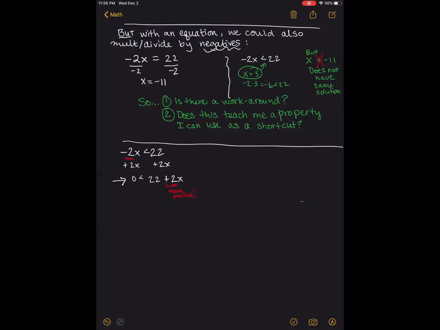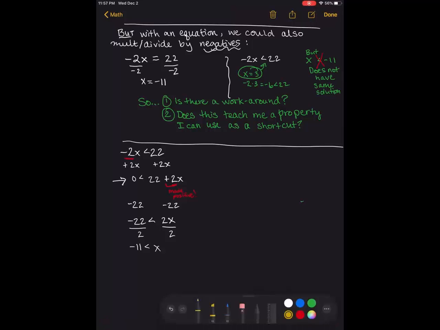To solve that inequality, I can use my other steps that I'm allowed. I can now subtract 22 from both sides of the inequality. And I'm choosing to do that because now all the straight up numbers are on one side and the algebraic expression in terms of x is on the right. And now the number that I need to divide by to get x by itself is a positive number. So now I have a property of inequality that says dividing by positives is just fine. And I get negative 11 is less than x.